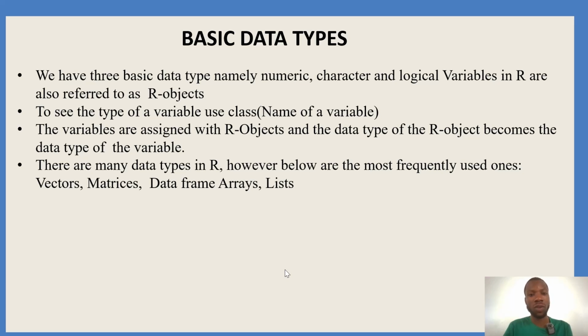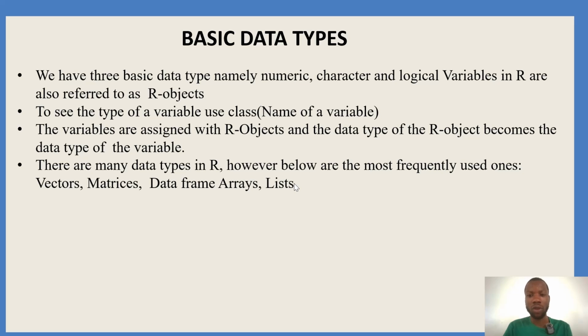To see the types of variable, the types of object, let's say for example I create a lot of objects in R programming, then I will need to check for the classes or the data type of those things. I will use the class function. We are going to see the class function on the practical side. The variable is assigned with an object, and the data type of the object becomes the data type of the variable.